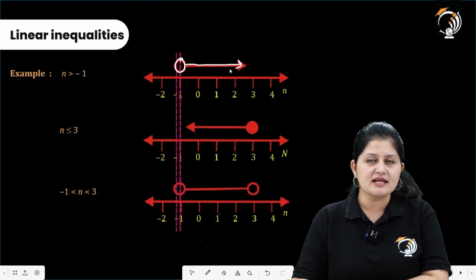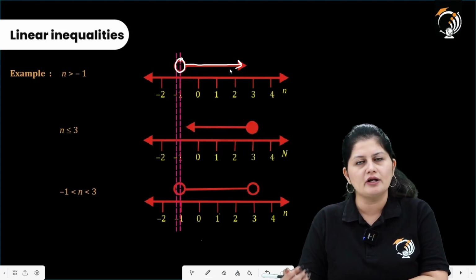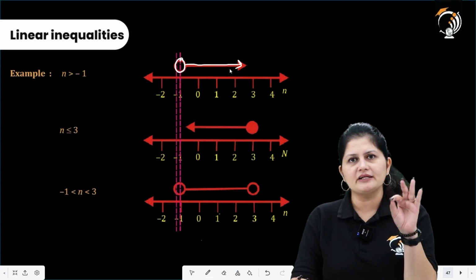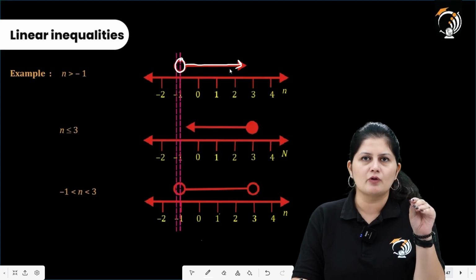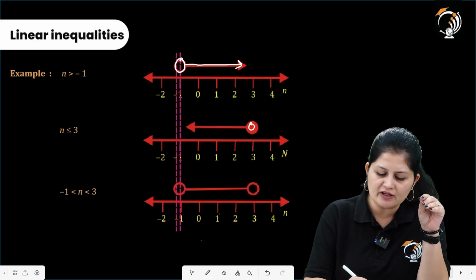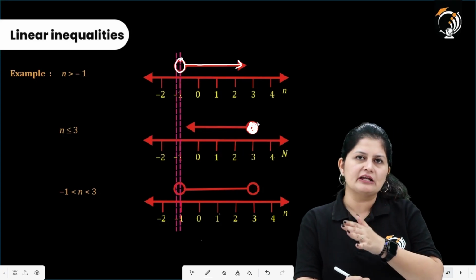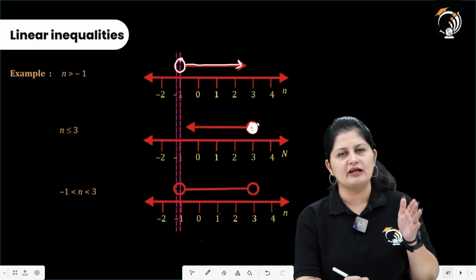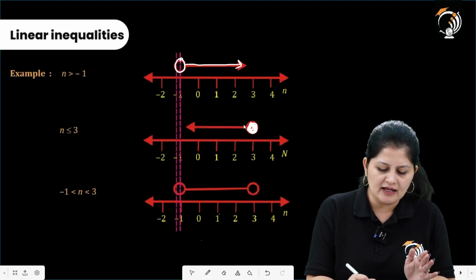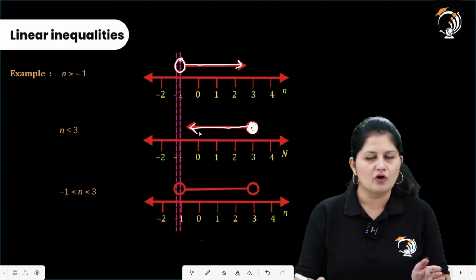Now talking about the second one, it says n is less than or equal to. Whenever the equal to sign comes, that means we are going to have a closed circle. That is what we can see here. Later, as it is talking about the values which are less than it, when we say less than, we are going to move towards the left hand side. So this is what we have got here.